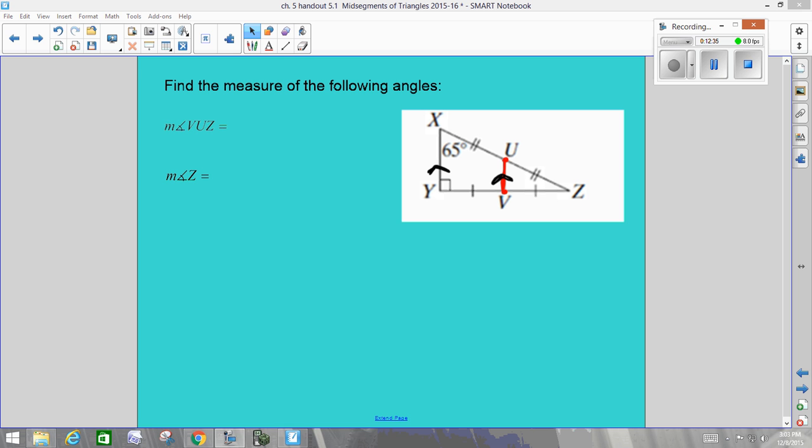Kendra, did you find the measure of angle VUZ? Why? Good. If the lines are parallel, then corresponding angles are congruent. So then VUZ would have to be 65. Kendra, did you find Z? How? Why? Good. So what theorem are you using there?